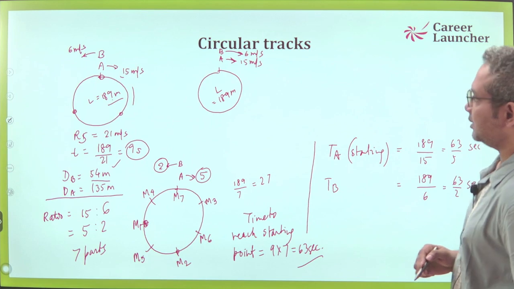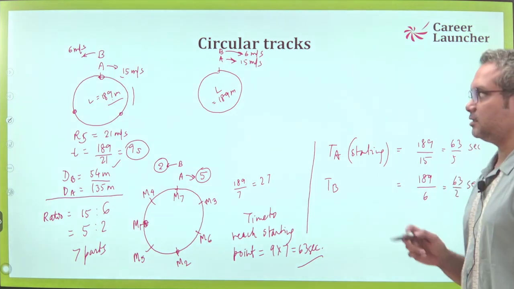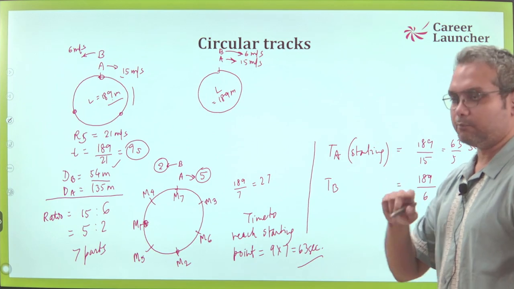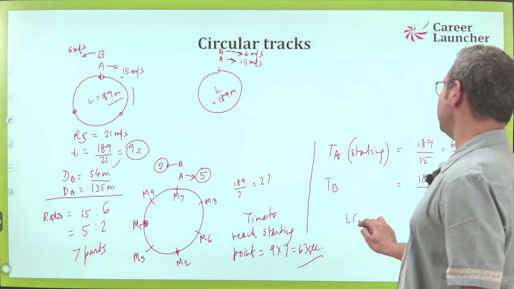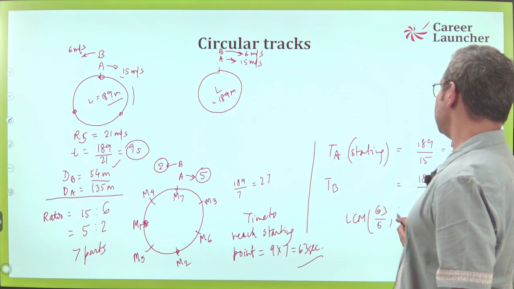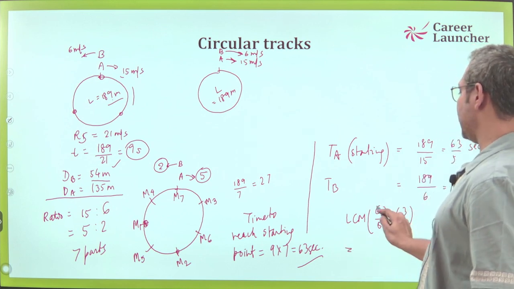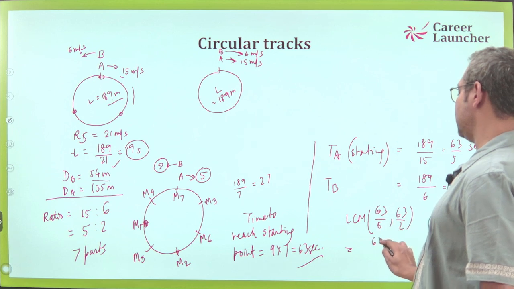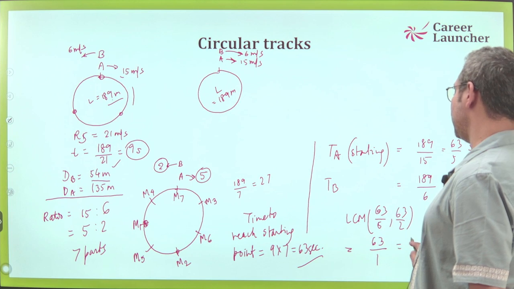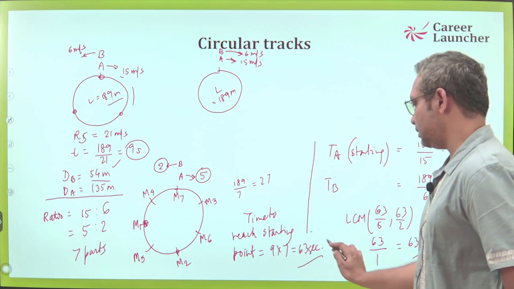Now observe what we are saying. A reaches the starting point every 63 by 5 seconds, B reaches the starting point after every 63 by 2 seconds. When will they both reach the starting point? That will be the LCM of these two, 63 by 5 and 63 by 2. As you should be knowing, LCM of fractions is LCM of the numerators, which is 63, by HCF of the denominators, which is 1. So it would have taken 63 seconds to reach the starting point, which is basically the same thing as we had got here.